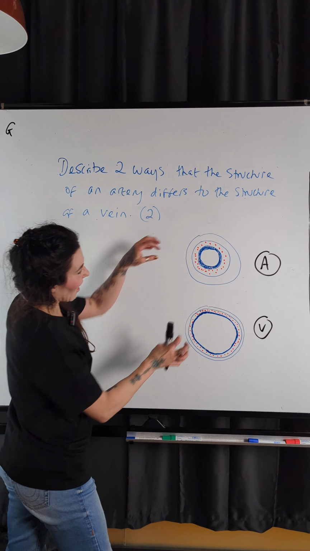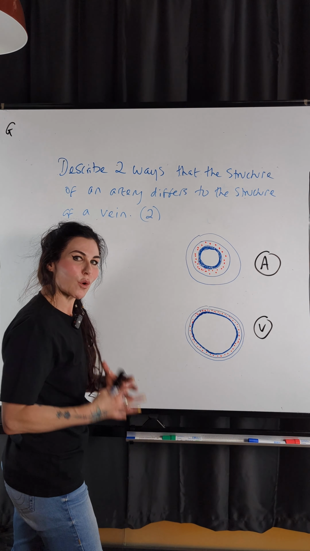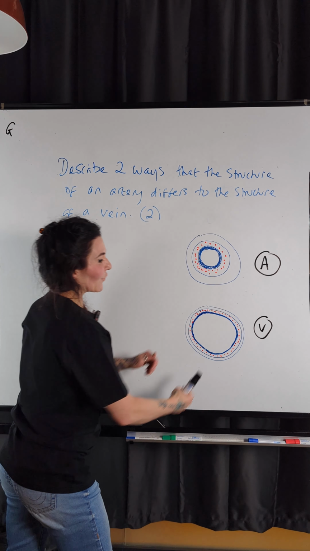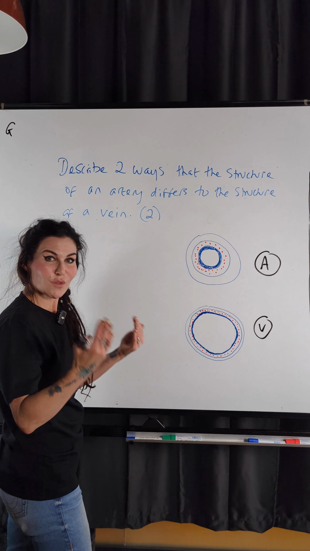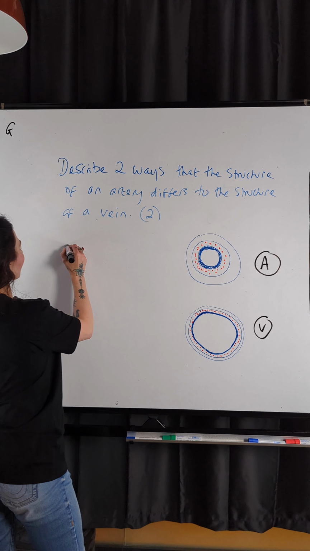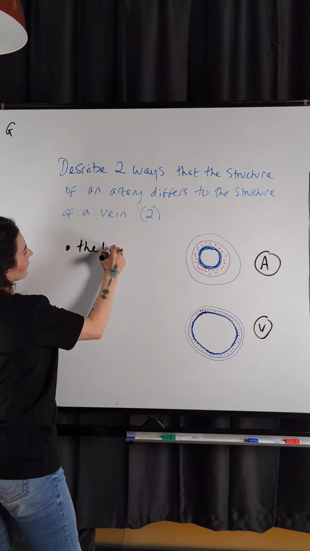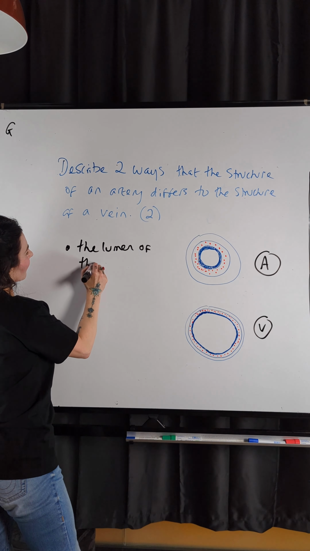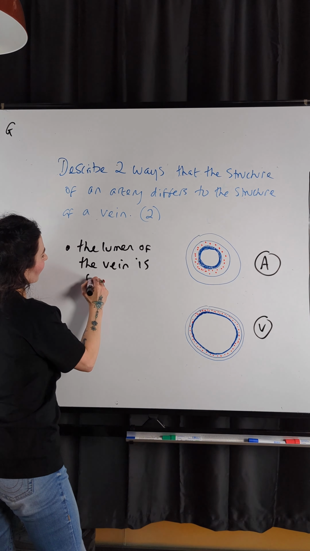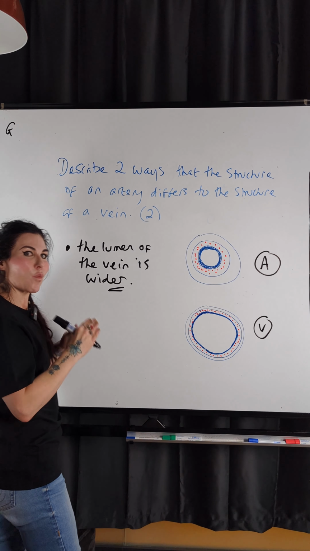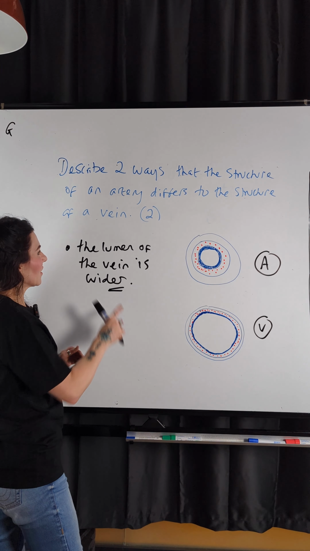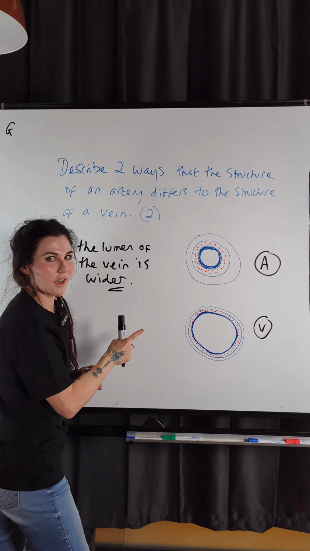Let's quickly look at the space inside. This is a cross section of these blood vessels. Blood is going to flow through this space. We call that the lumen. The lumen of the vein is substantially wider than that of the artery. So there's one difference already. Wider. Don't just say wide. We've got to show it's a comparison. The lumen of the vein is wider.